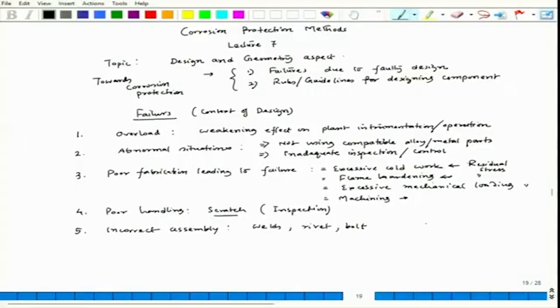Similarly, for example, if we have a weld, let us say I weld these two parts, for example, a rivet. So, this is the rivet, we are joining two parts, this is one part, this is another part. Now, incorrect assembly means if this rivet has a shear stress existing, then the rivet can bend like this.